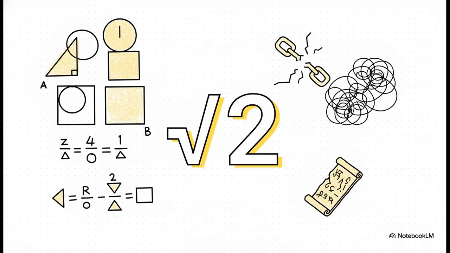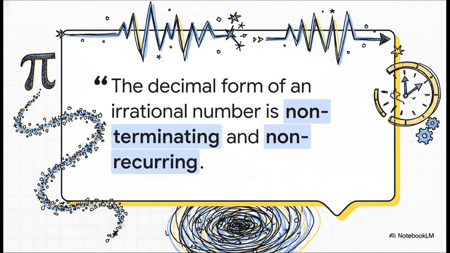The Greeks, who were obsessed with the idea that the whole universe was built on nice simple fractions, tried everything to write this number down as a fraction. And they couldn't. It was impossible. They had stumbled upon something completely new, and frankly, it freaked them out. So what they found is what we now call an irrational number.